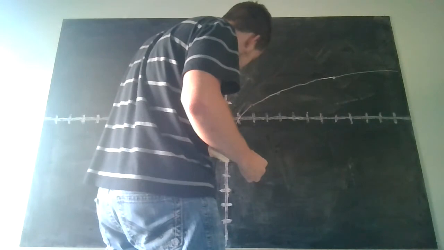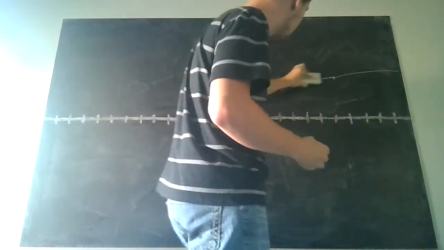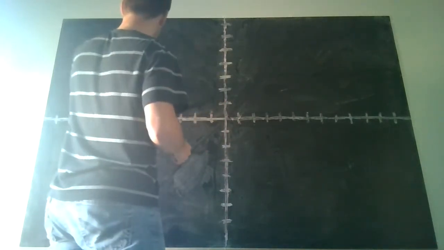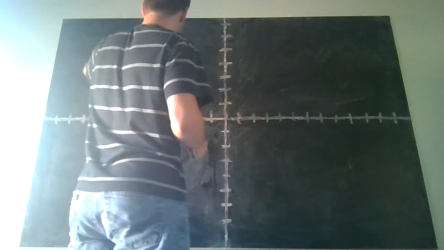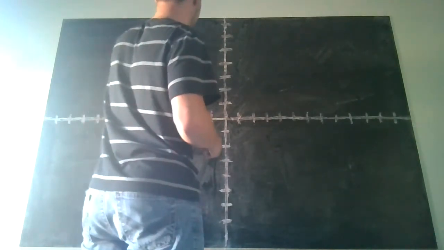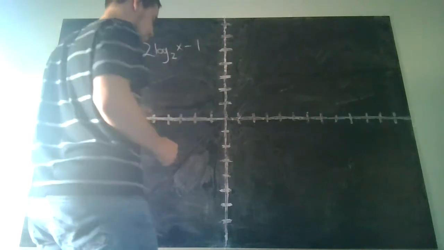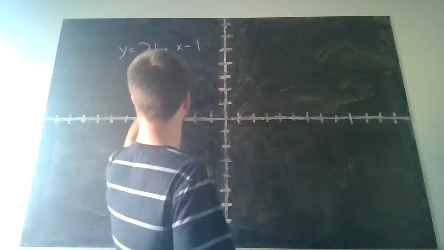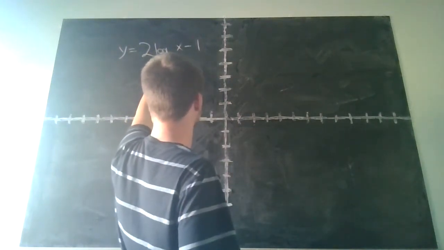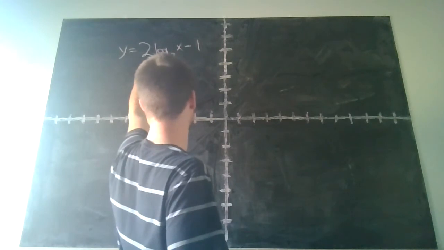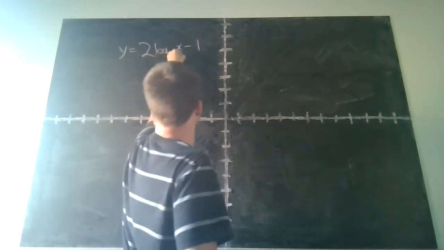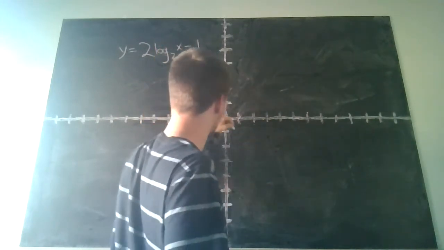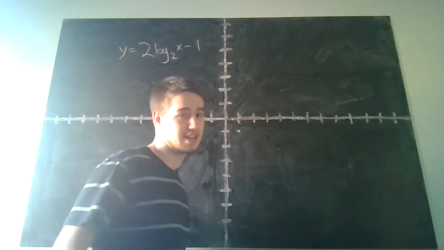This next function is just going to be y equals 2 log base 2 of x minus 1. So here we've got, let's plot some points. If x equals 1, then y is going to equal 0, for log base 2 of 1 equals 0, times 2 is still 0, but then minus 1 because we have a minus 1 in addition to that term.